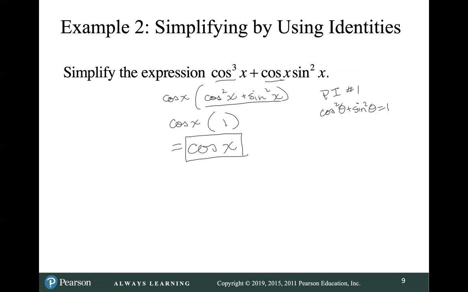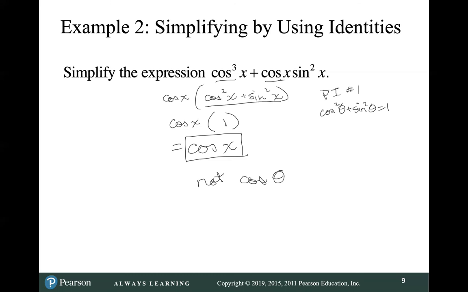Notice the identity had an argument of theta, but the given expression was given with an argument of x. Remember that argument is a dummy variable, meaning we could call it t, we can call it x, we can call it theta. Whatever we call it, we can still use that identity. But when I use that identity, I don't change the angle in the expression. So this is not the same as cosine of theta because there was no theta given.